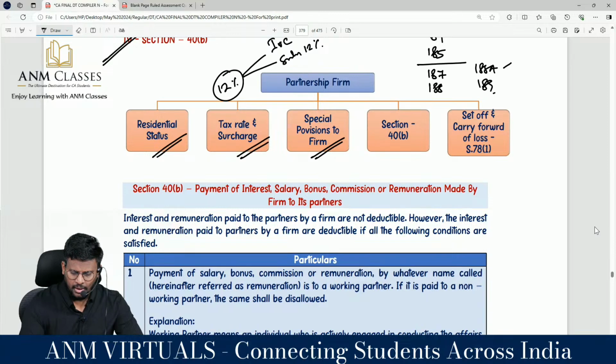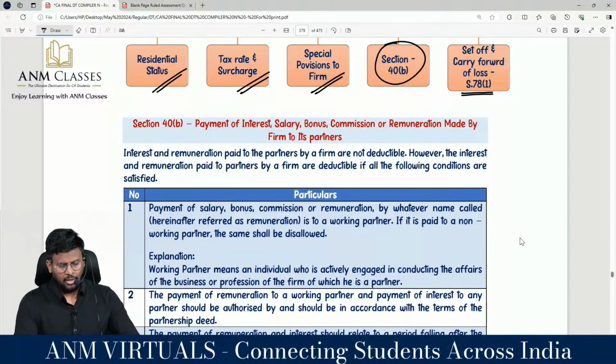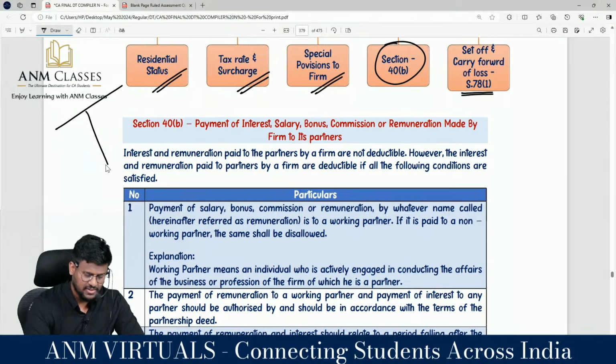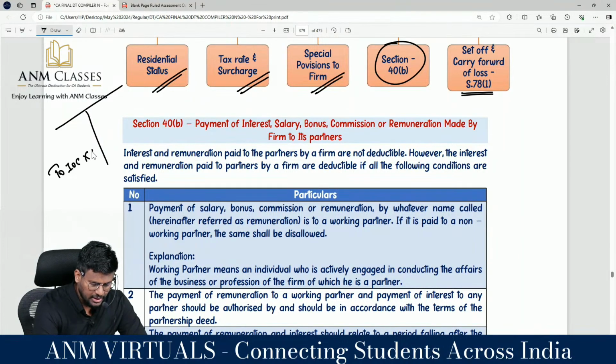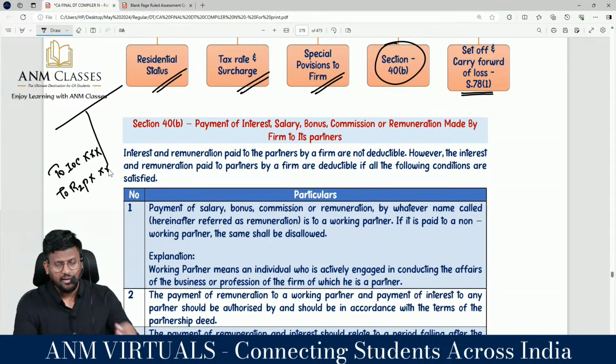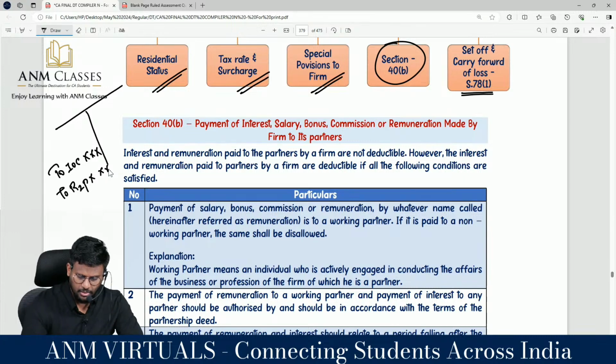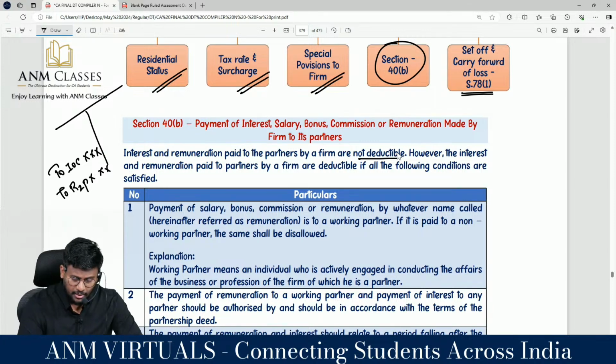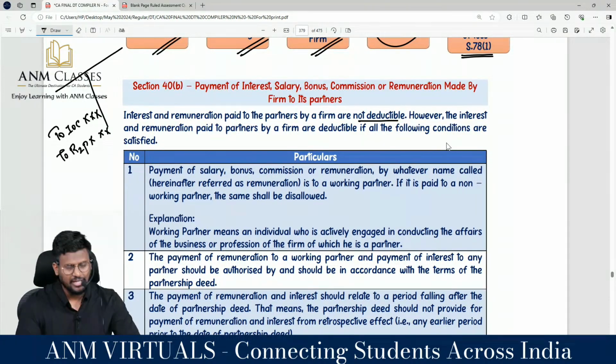Now I am moving into the next two very small areas, 40B and 78 subsection 1. We have to understand that if the assessee is a partnership firm, two additional expenses can be debited to the P&L account: interest on capital and remuneration to partners. Sir, interest and remuneration paid to the partners by a firm are not deductible. However, interest and remuneration paid to partners by a firm are deductible if the following conditions are satisfied.